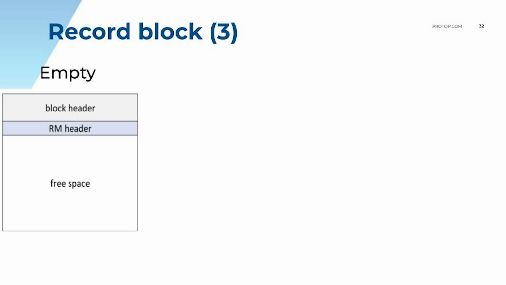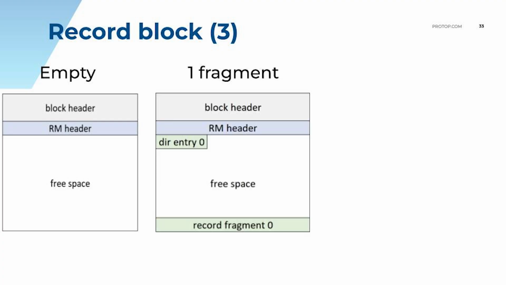Not very exciting yet, but it doesn't have any records in it. When it's empty, it just has a block header, as does every block type, and then it has this structure called an RM header, and then the rest is empty space. But when we add a record fragment, it looks like this. We get two new data structures. We get this thing called the directory entry. So that's a row directory with one entry in it.